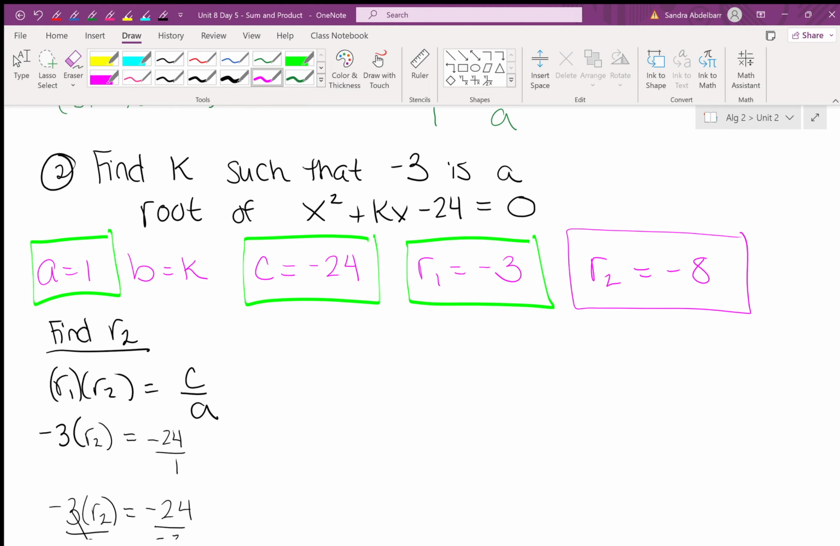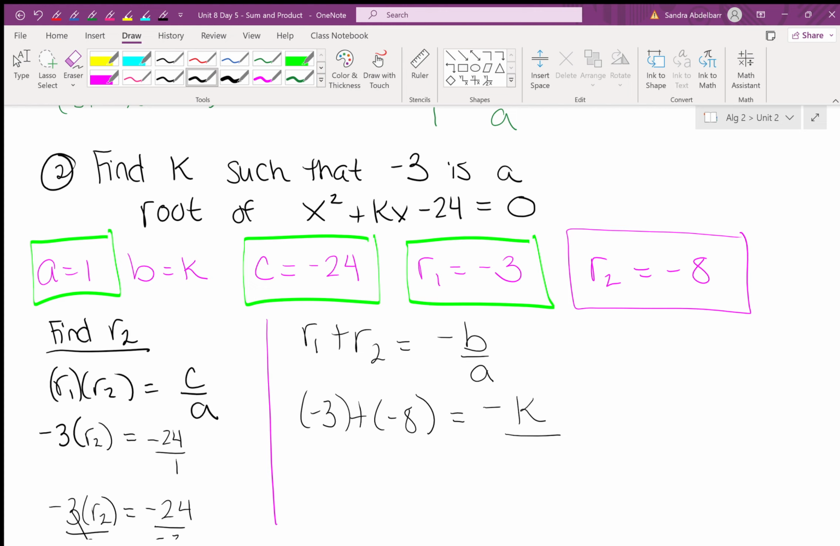So I need to just basically find the B. So what am I going to do now? I'm going to use the sum of roots. Root 1 plus root 2 is equal to -b over A. So I'm going to have -3 plus -8 equals -k over 1. Did everybody see what I did here? Our B is k, right? So I just plugged it in. Root 1 plus root 2 is -b over A. Well, B is k. So -3 plus -8 equals -b, so that's -k over 1.